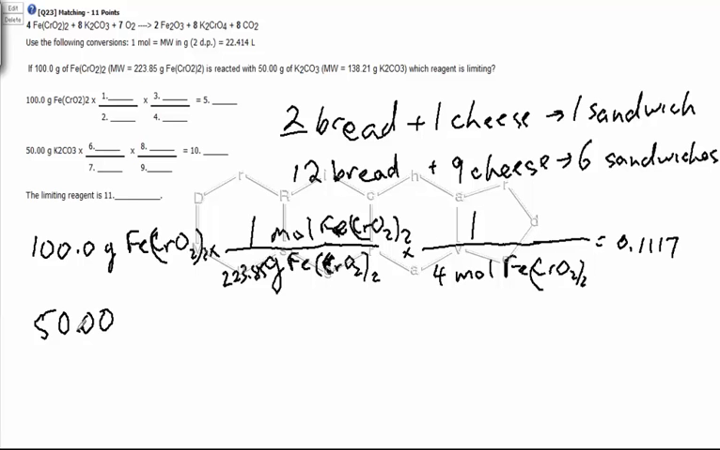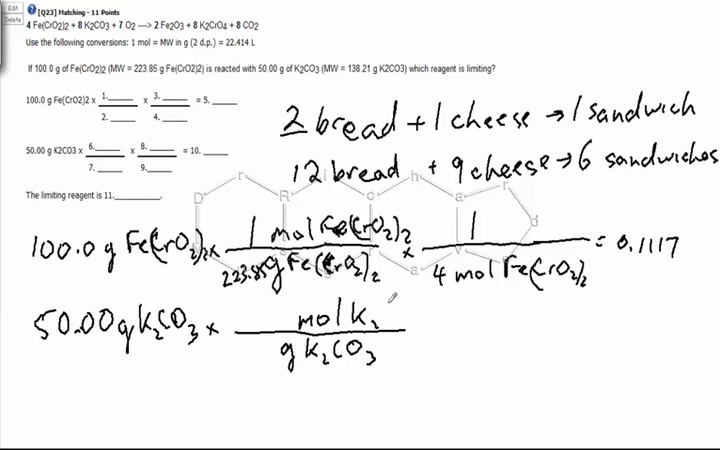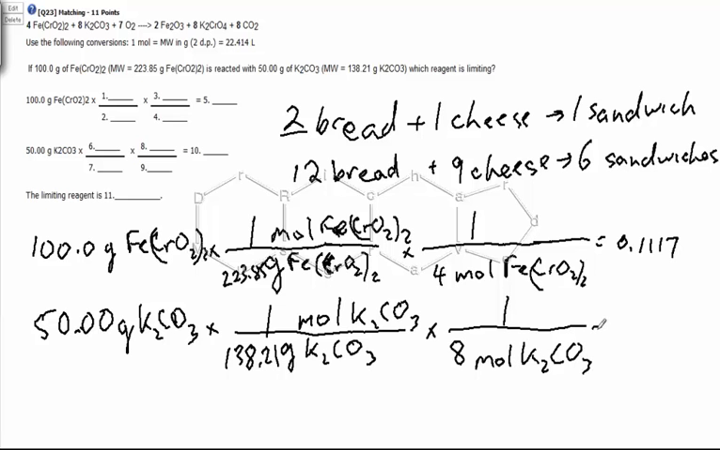Now we're going to do the same thing over here with our K2CO3. We're starting out with grams, so we know grams of K2CO3 go on the bottom. We know moles of K2CO3 go on top because that's what we want to find. The relationship between these: 1 mole is equal to this many grams, 138.21. Times, again, we're going to divide by the number of moles in the reaction. It's going to be 8 moles of K2CO3. That's going to give us 0.04522 as our mole ratio. So as you can see, this one has the smaller mole ratio, so that means the limiting reagent is going to be K2CO3.